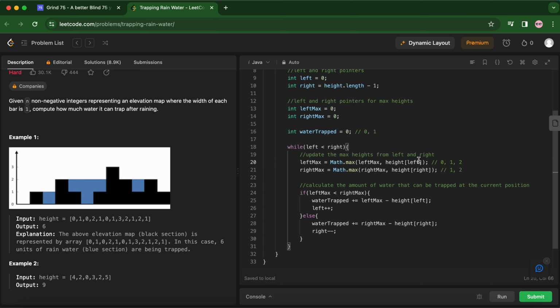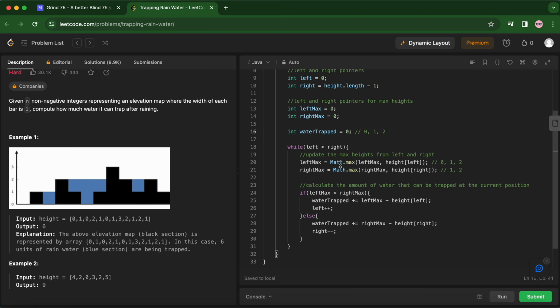Again, left max will remain 2, right max will remain 2 because we have a right max of 2 found so far. Left max is less than right max? No. So water trapped would be right max, that is 2, minus height of right. In this case, height of right you can see is 1. 2 minus 1, 1. It gets added to the water trapped. It gets increased to 2. Right minus minus, we come to this part.